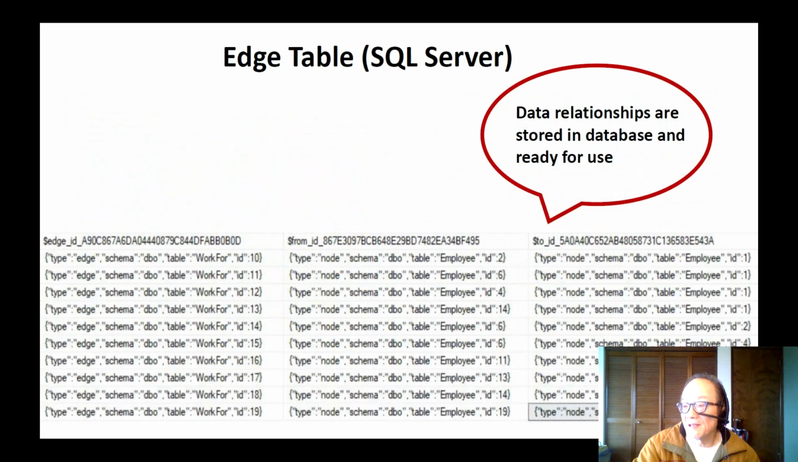This is an edge table. In the edge table, we will store the complicated and deep data relationships. The data relationships are stored in the database and they are ready for use. This will greatly improve the query performance. This is an example of an edge table.